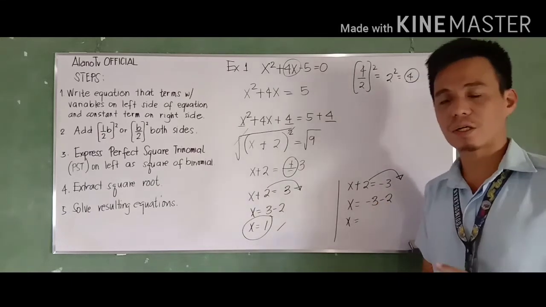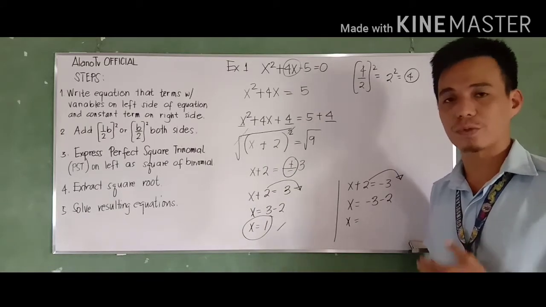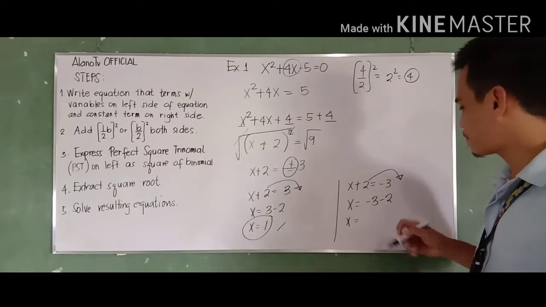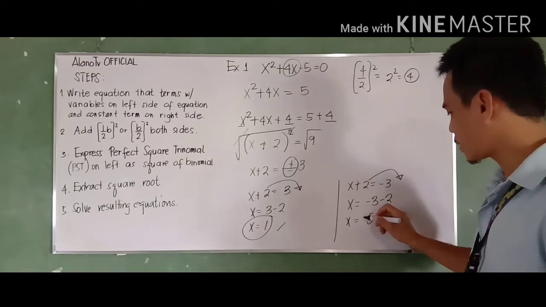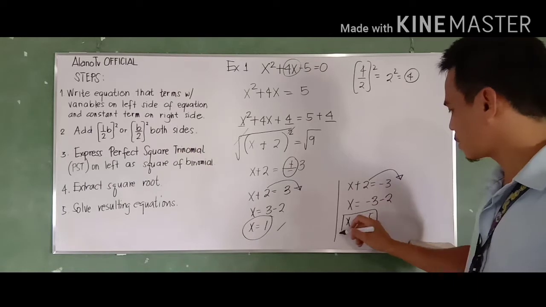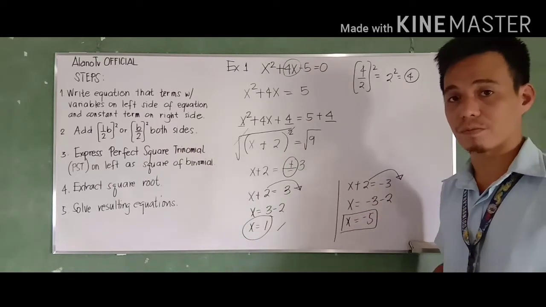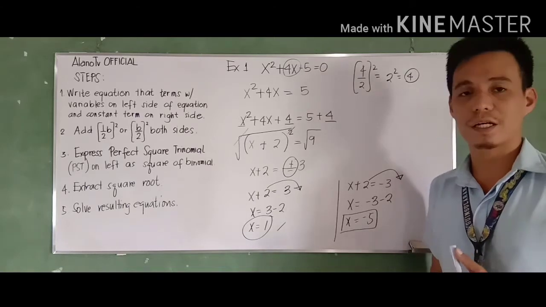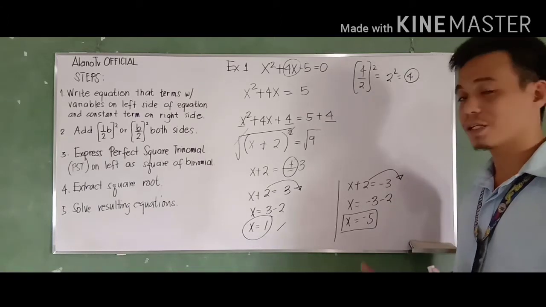So, adding numbers with the same sign, we have to add and copy their sign. So adding 3 and 2 is 5, and copying their sign is negative 5. Okay? So there you have it. Our answers are positive 1 and x is negative 5.